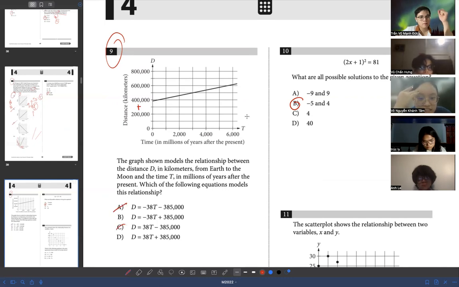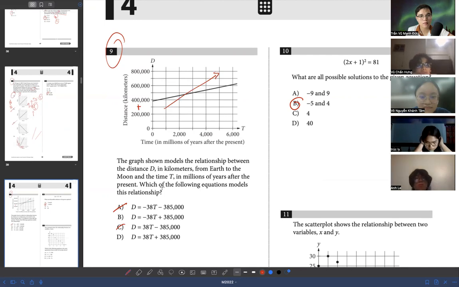Exactly. And then the graph, we can see that it goes straight up. So I choose B because B has a minus. Oh, okay. So this goes up, which means the slope is positive, right? Yes. And you cross out B because this is negative. That is one very quick way of doing this.